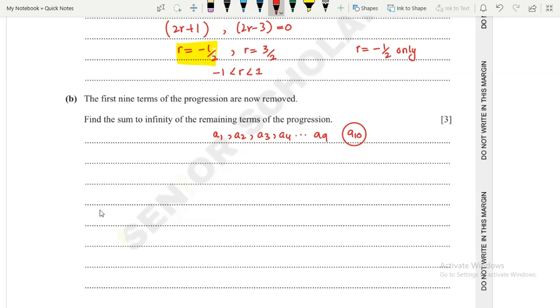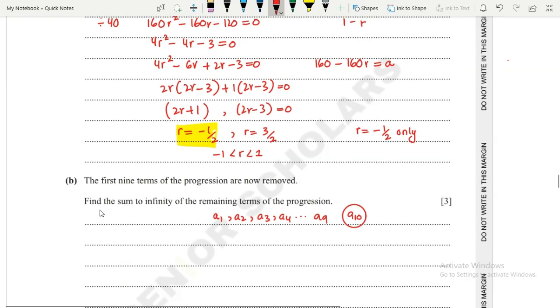So A was, we found out the equation, A was equal to 160 minus 160r. So 160 minus 160 into minus 1 over 2, 160 divided by 2 is 80. So 160 minus 80 is 80. It was 80. Let's verify it again. Okay, so it was 80 plus 160, so it will be 240. So A will be 240.